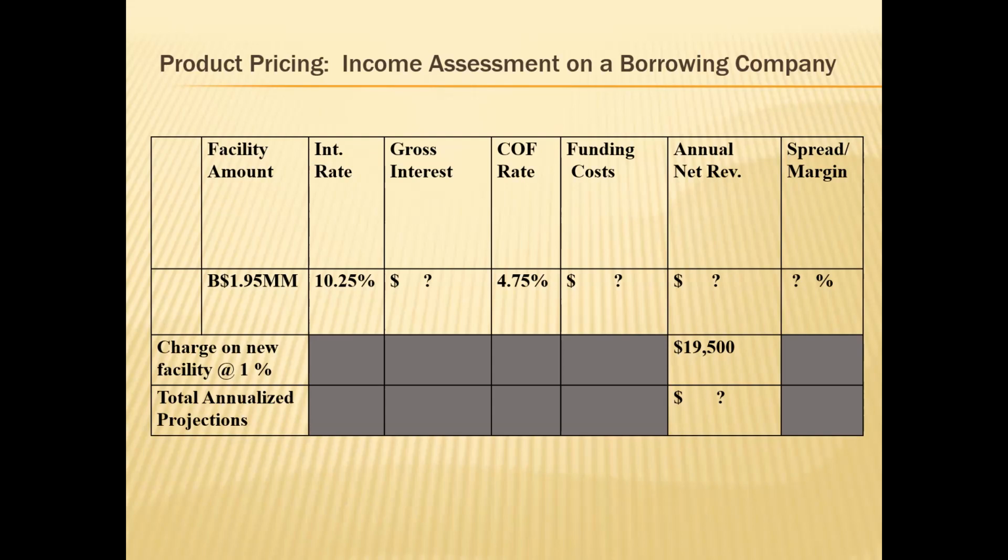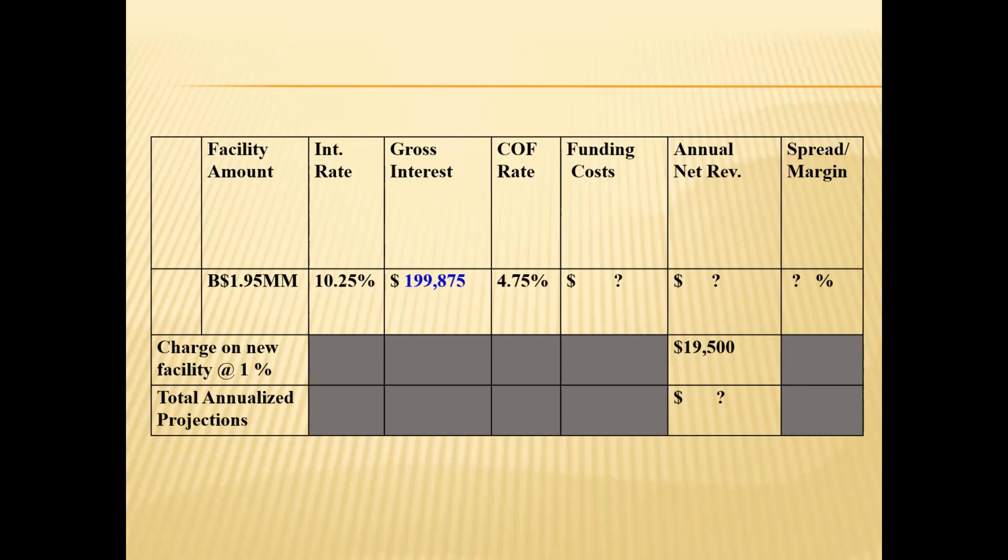10.25 of the 1.95 million would be 199,875. Everyone sees that? So 1.95 million times 10.25 gives us 199,875. Okay, the cost of funds rate is 4.75.